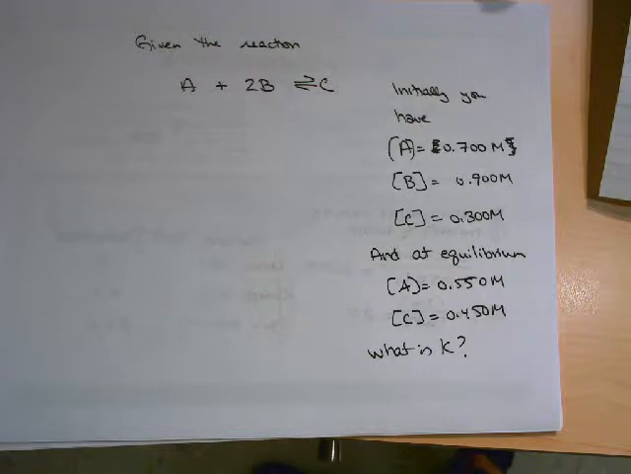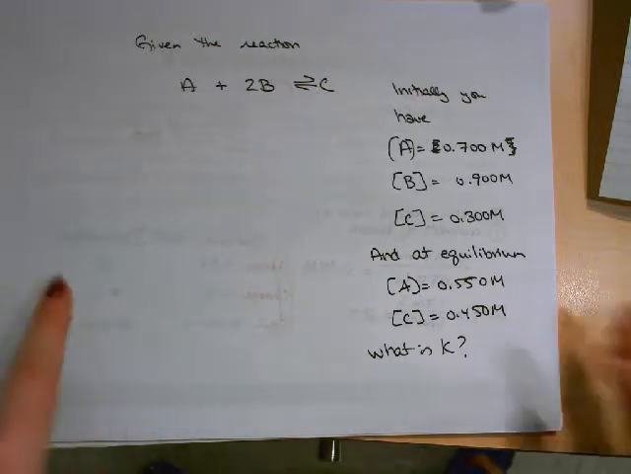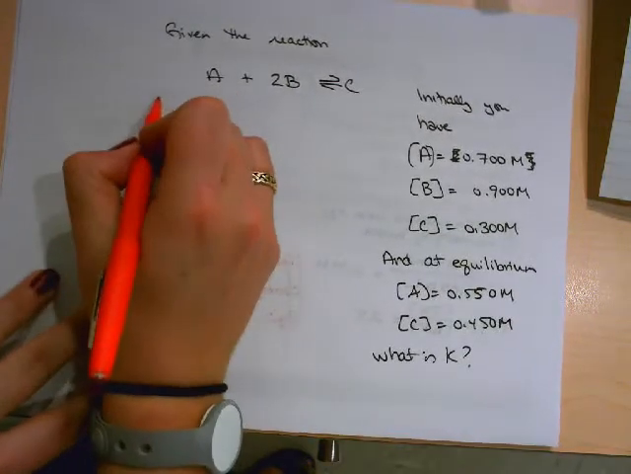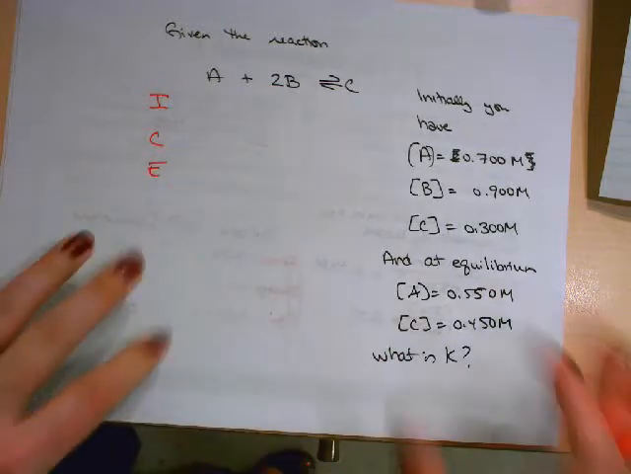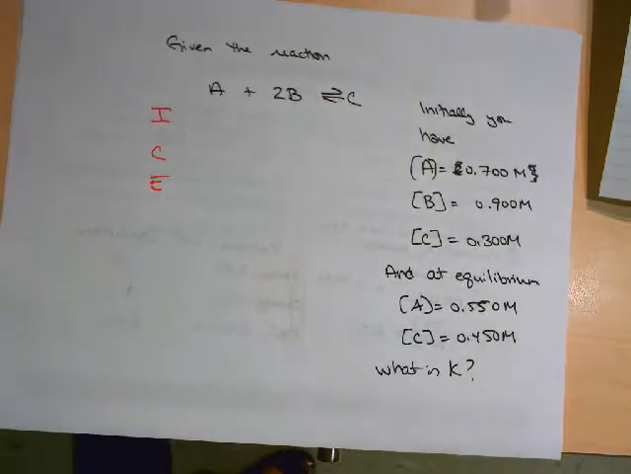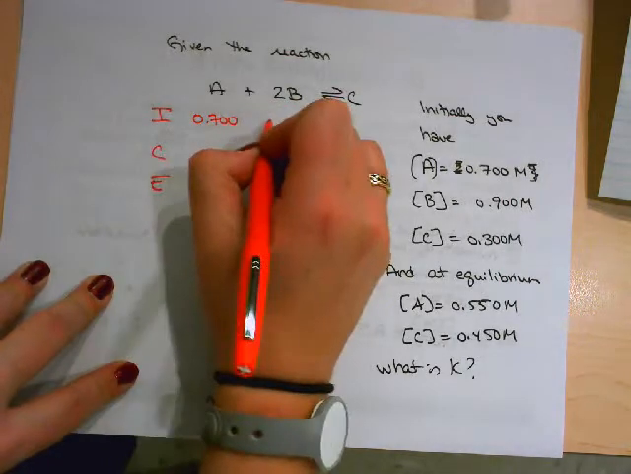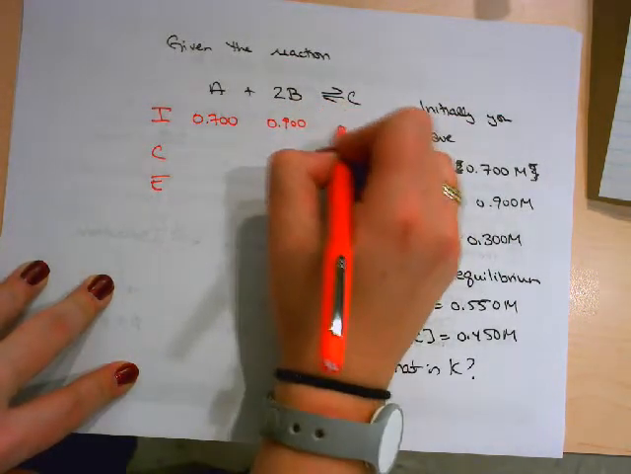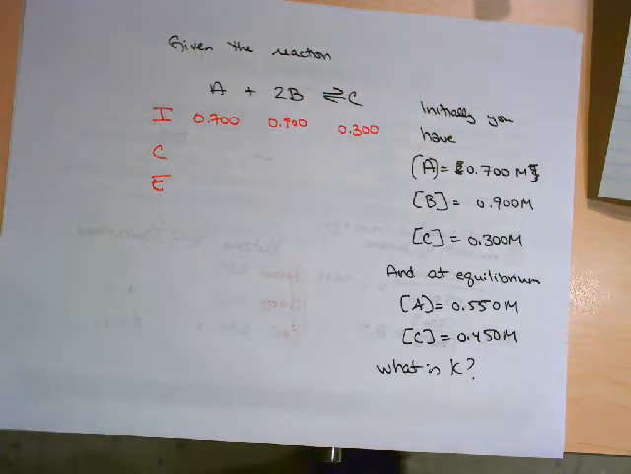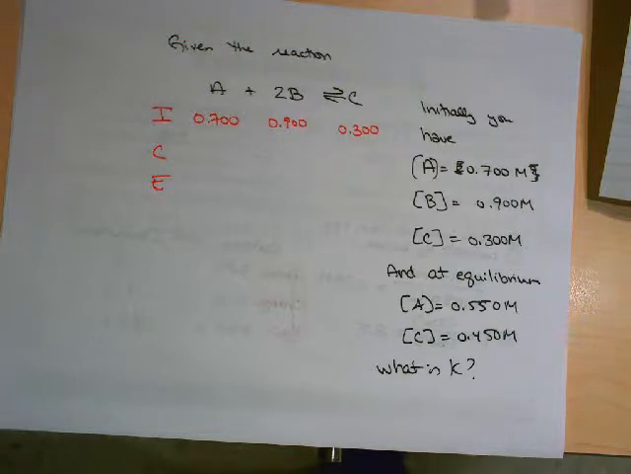Alright, so you can do it in either order. Let's do our ICE chart first, and then we'll set up what K is equal to. They gave us the initial concentrations. I like this one because it's a little tricky, but not too tricky.